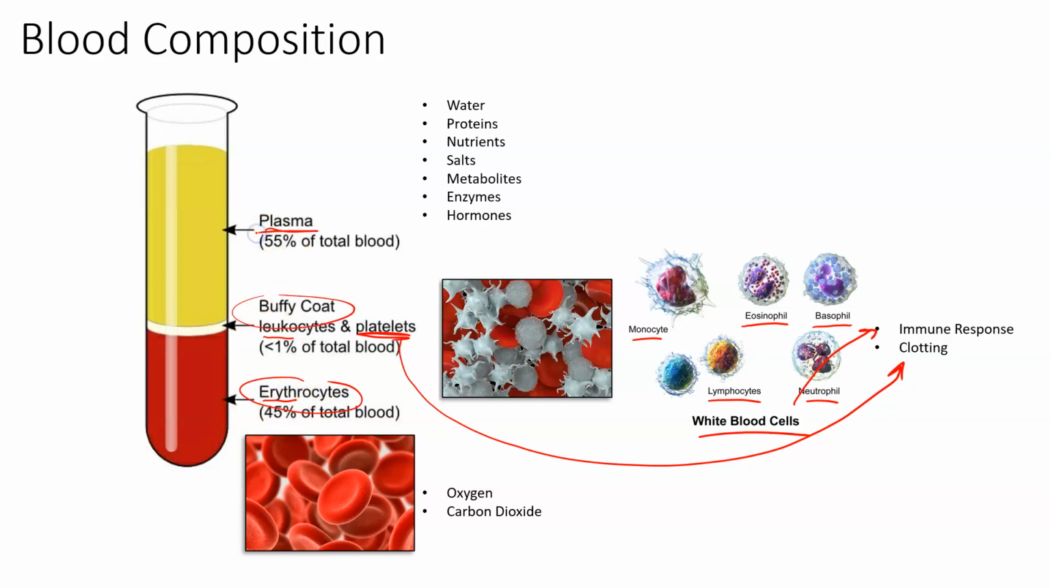The plasma is kind of just the fluid, okay, that is housing all of the other cells. And in this fluid would be things like water. Okay, it is water-based. You would have proteins, nutrients, salts, metabolites, enzymes, and hormones. All of those things would be kind of within and dissolved in this blood fluid called plasma.